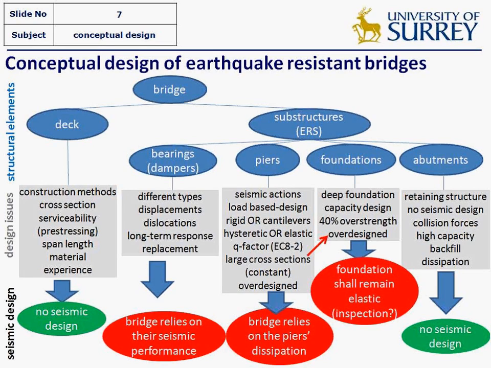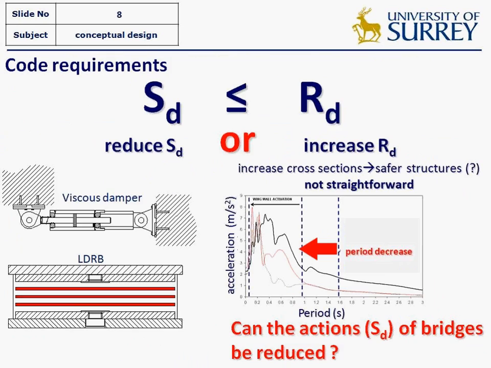What happens to the abutments? The abutments are not utilized in the earthquake resistance system of the bridge, due to many serviceability issues. I'm going to show you in the next slide some of these design issues. They're usually designed as if they're retaining structures. No seismic design is applied, even though collision forces of the deck, which oscillates mostly in the longitudinal direction of the bridge, may collide on the abutment, and the abutment may undergo larger rotations, which lead to span and sealing mechanisms and to significant failure modes of bridges.